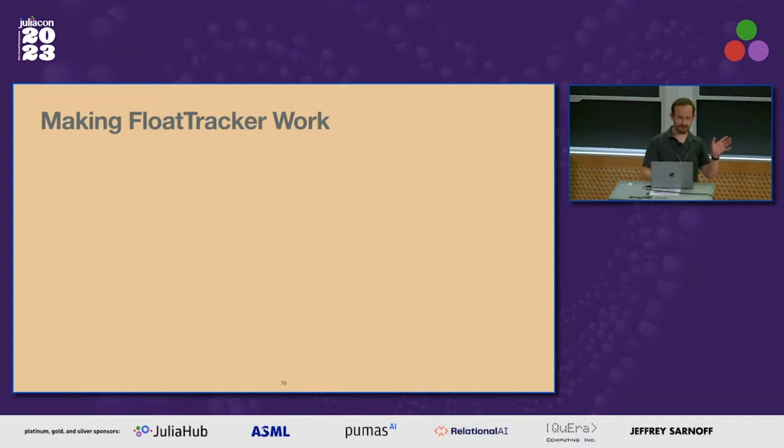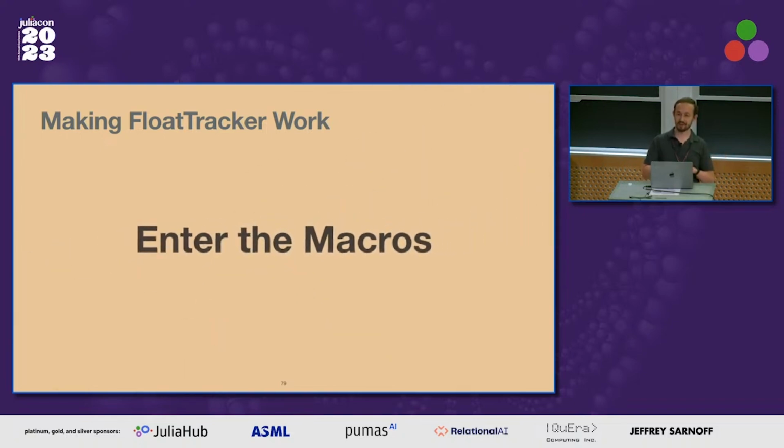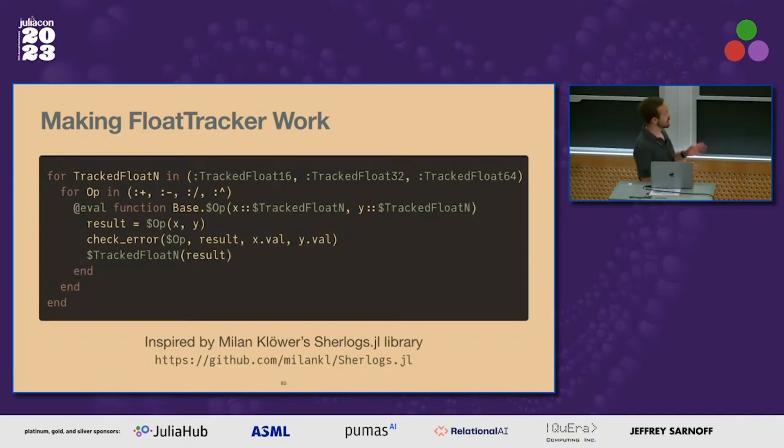So yeah, you might be wondering, how do we make this all work? That's a lot of code to write, but fortunately, Julia also has macros. This approach was inspired by Milan Kluver's Sherlock library. Thanks again, Milan. Well, we essentially just have two big for loops. We have an outer one that loops through each of our types. And then for each of the types, we loop through all of the operators, like plus, subtraction, division, etc.